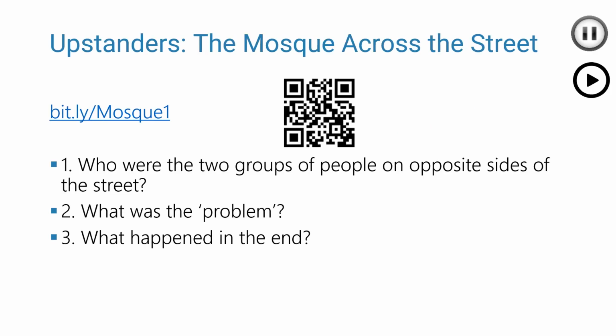You'll now watch a short video called The Mosque Across the Street. Please type in the link bit.ly mosque1 or scan the code. And while watching, try to find answers to these 3 questions. Who were the 2 groups of people on opposite sides of the street? What was the problem? And what happened in the end? When you finish watching, please come back to the lesson to compare.